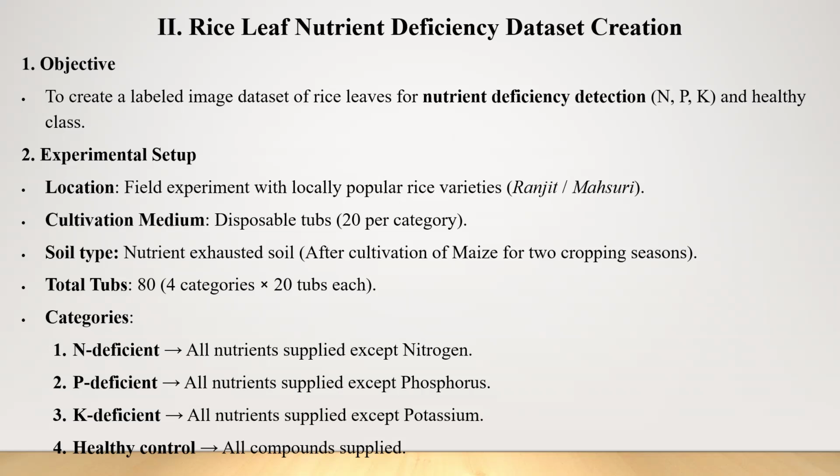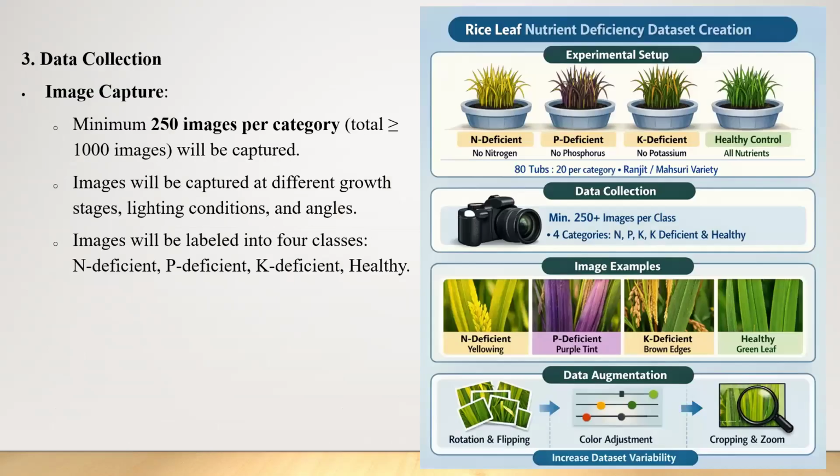So like this, we will create a total of 80 tubs for four categories, 20 tubs each. After three rounds of application of nutrients, they will start showing symptoms, as per the suggestion of Dr. Bhavesh sir. Then we'll capture a minimum of 250 images per category.